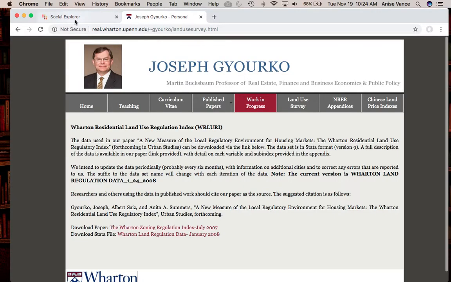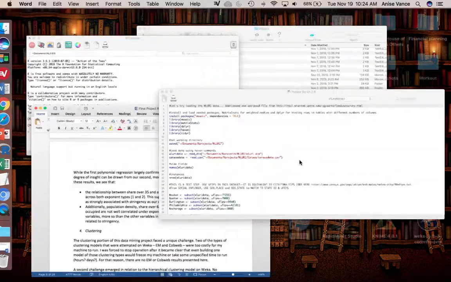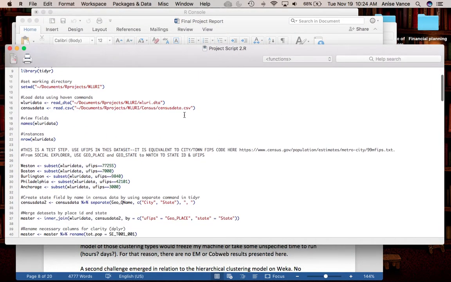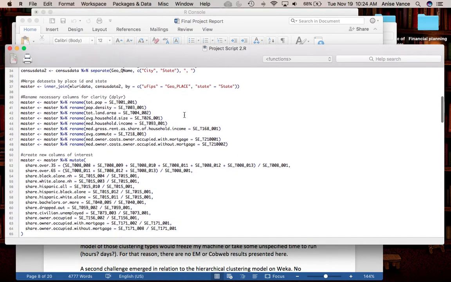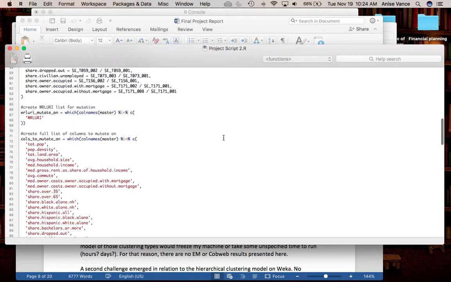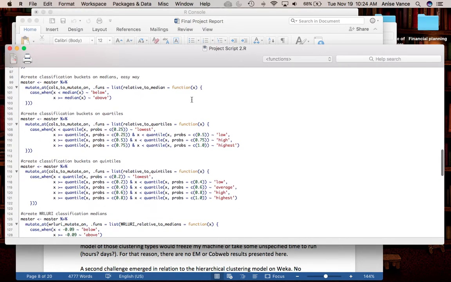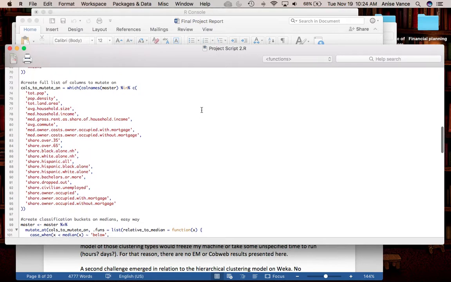So I downloaded these two sets of data, and then in R, I merged the data and renamed a bunch of fields, obviously, to make it a little bit more user-friendly. And then what I did, you can see here, is I classified the data into above and below medians, and then into quartiles, each of the variables of interest. Here you can see the variables that I was interested in: total population, population density, etc., etc.